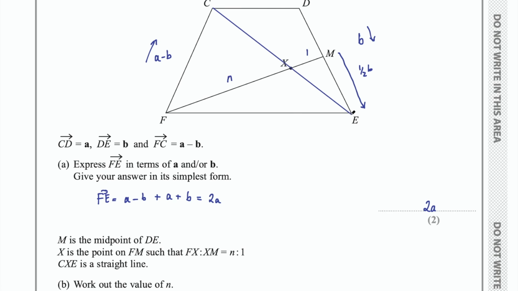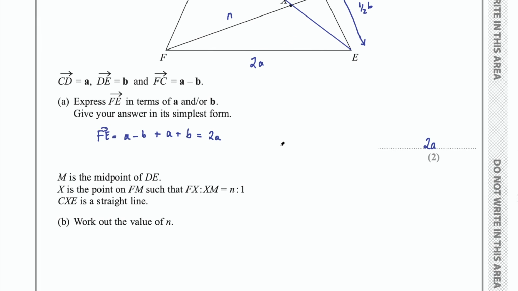Alright, so the solution here is going to involve finding a vector for FM and then finding a fraction of that related to FX. So firstly I want FM in terms of a and b. So how do we get from F to M? Well, remember we said FE is 2a, let's label that as well. So F to E is 2a, and then E to M is negative half b. So FM is going to be 2a take half b. So let's go ahead and write that down.